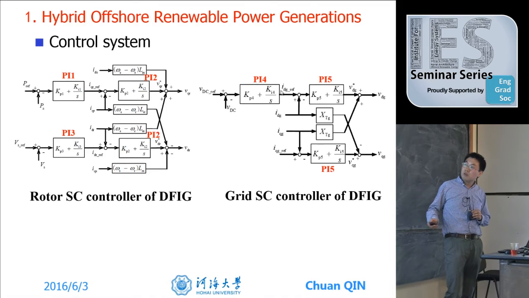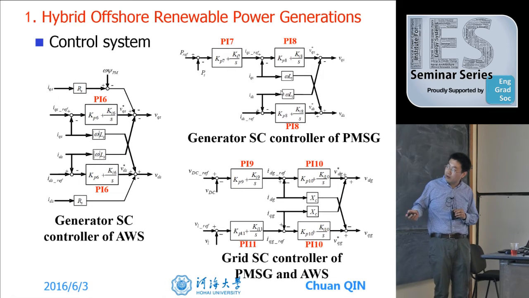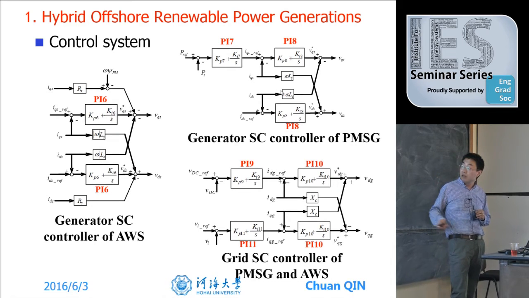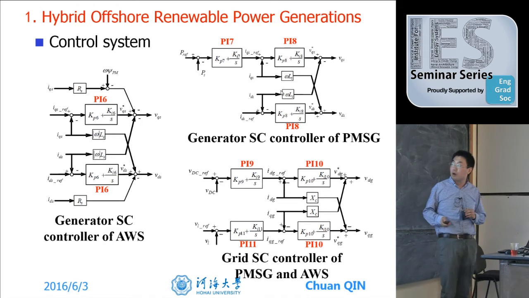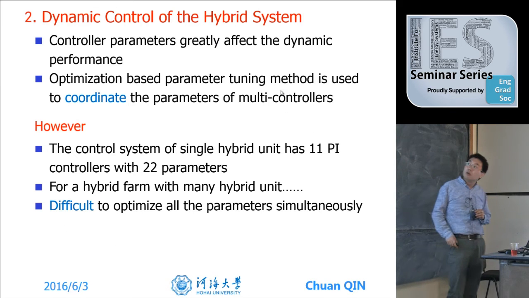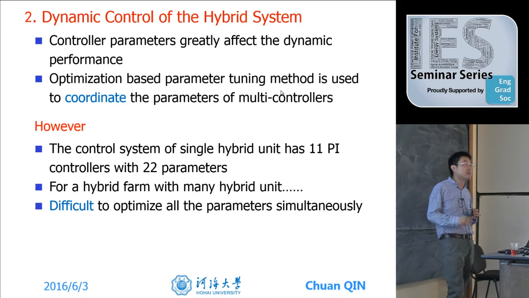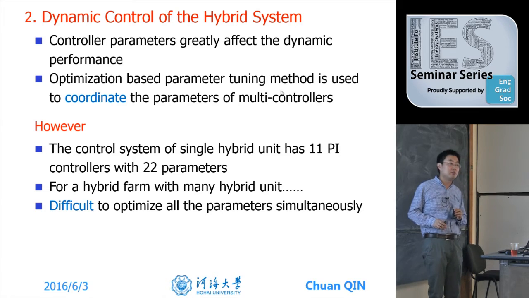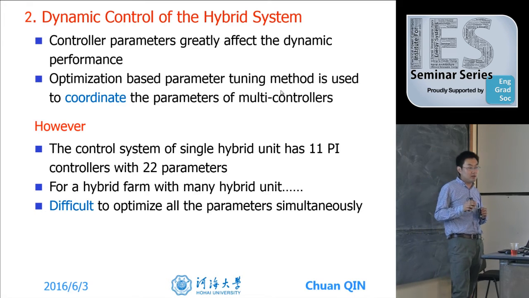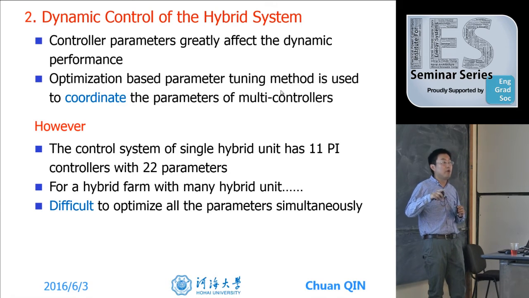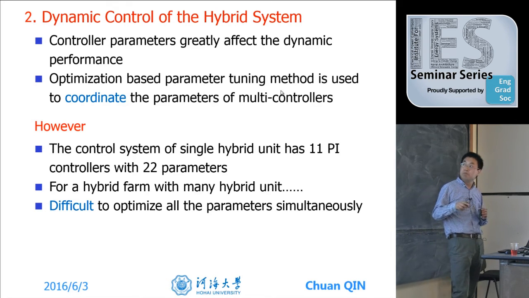It shows that the five controller blocks totally have 11 PI controllers, 11 PI regulators. So it has 22 control parameters. We know the control parameters greatly affect the dynamic performance, because incorrect parameter setting will worsen the dynamic performance, even result in instability.